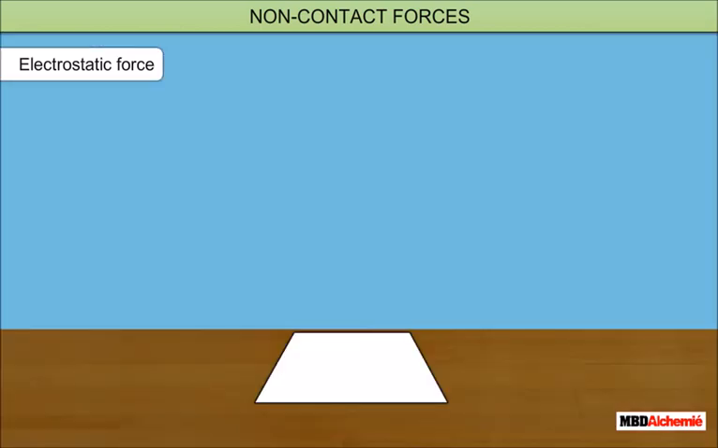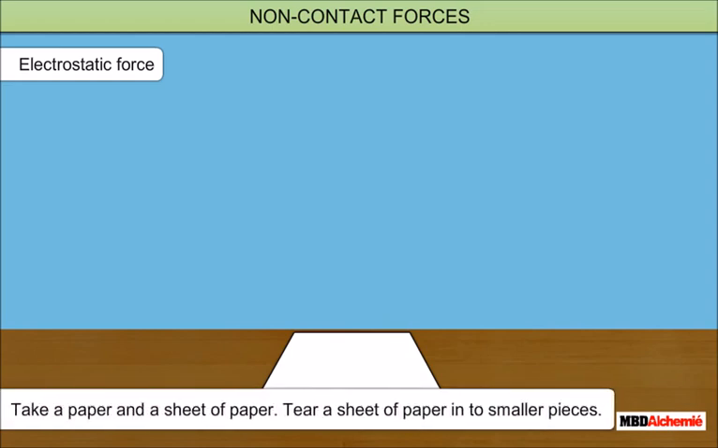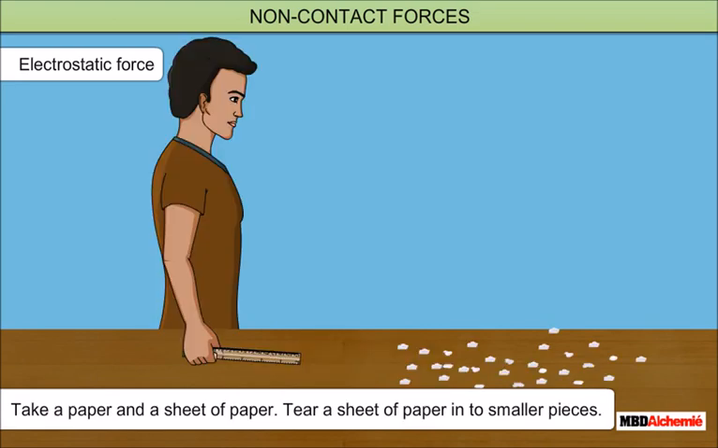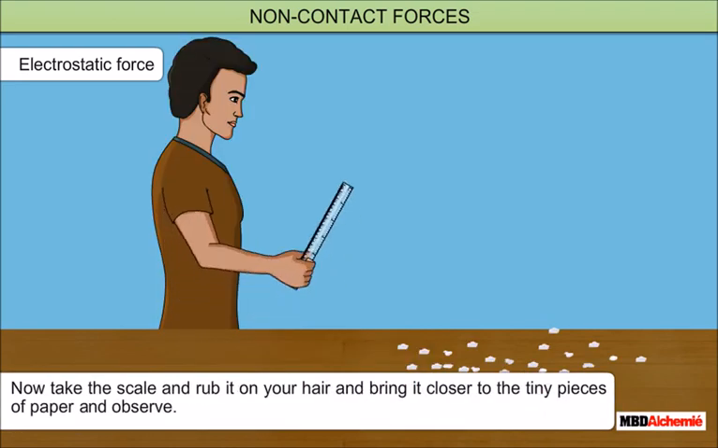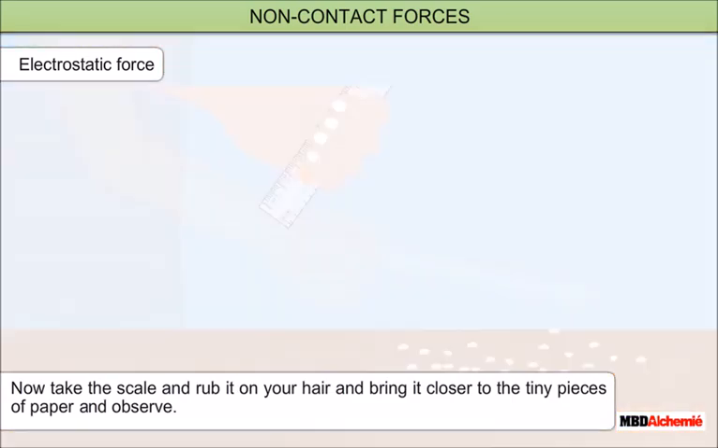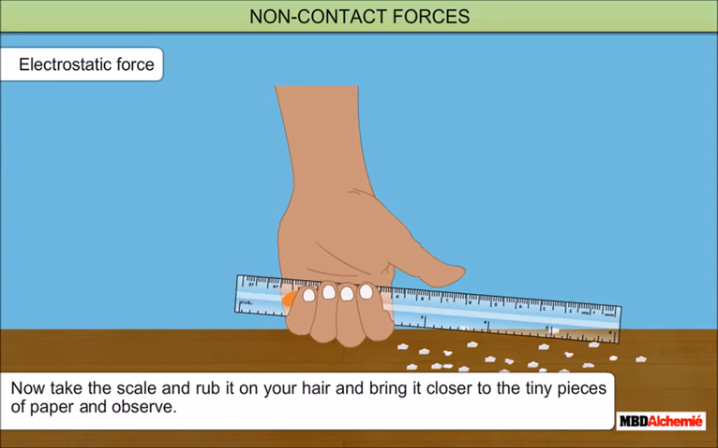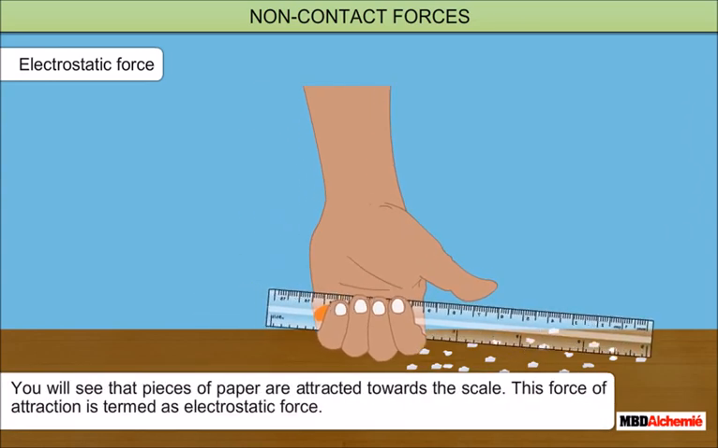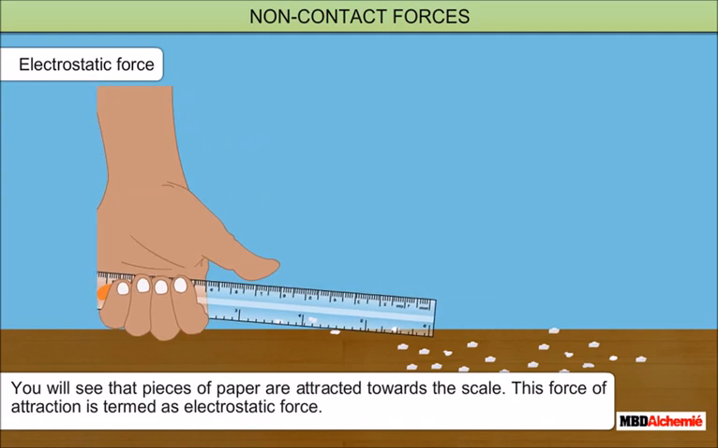Let us do an activity to show the electrostatic force of attraction between two objects. Take a sheet of paper. Tear the sheet of paper into smaller pieces. Now take the scale, rub it on your hair, and bring it closer to the tiny pieces of paper and observe. You will observe that pieces of paper are attracted towards the scale. This force of attraction is termed as electrostatic force.